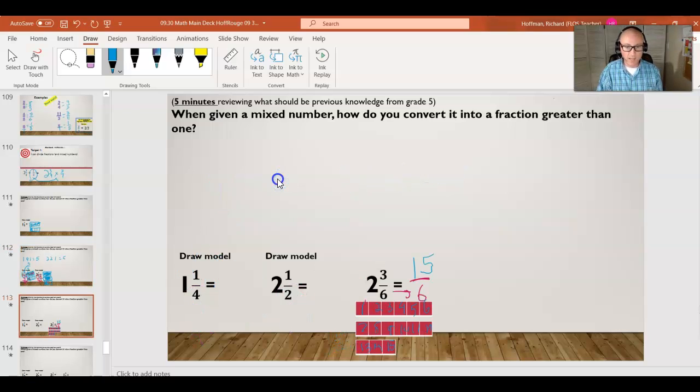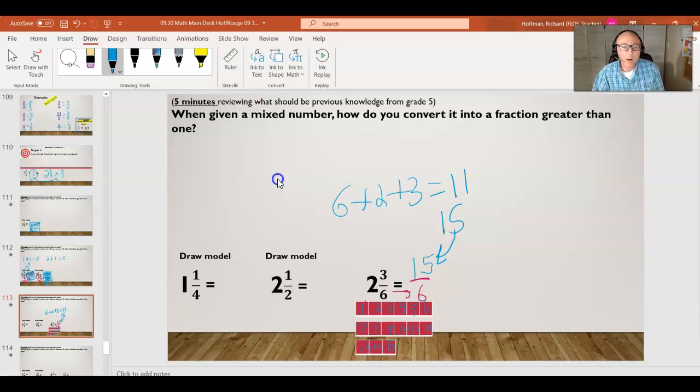But will that work every time? How about here? 6 plus 2 plus 3. 6, 7, 8, 9, 10, 11. No, we need 15. That's 11, but we need it to equal 15, as it says here. So it can't be adding. Adding isn't going to work.